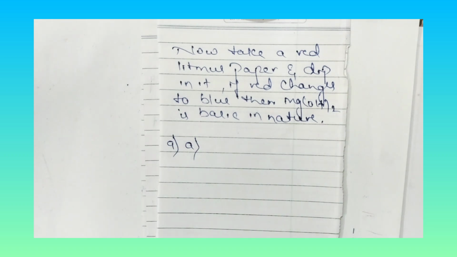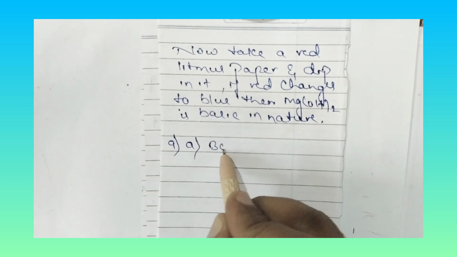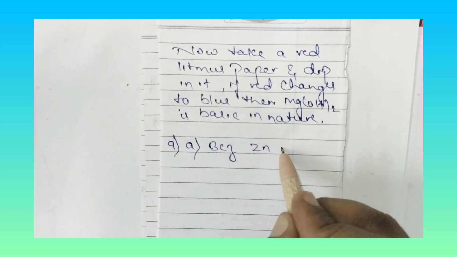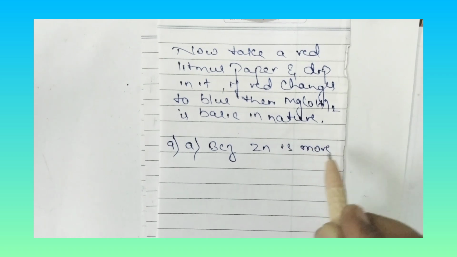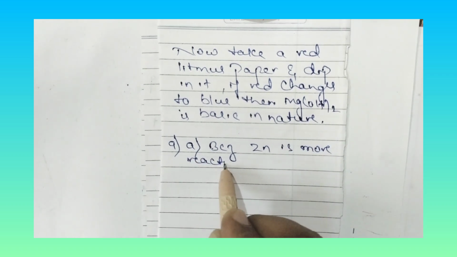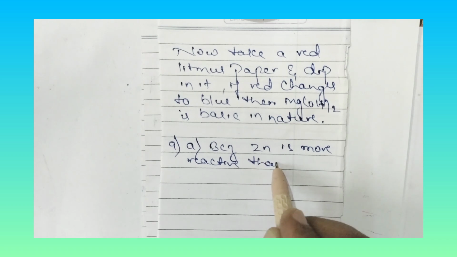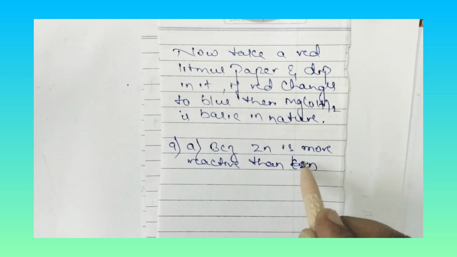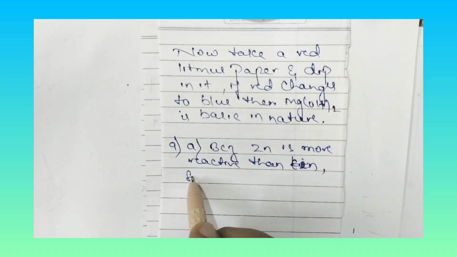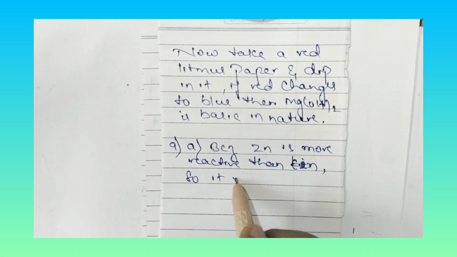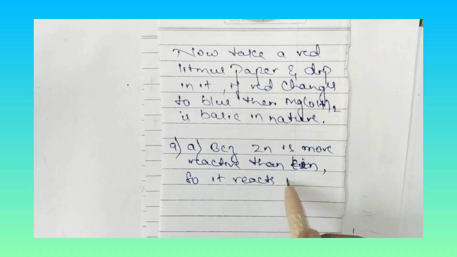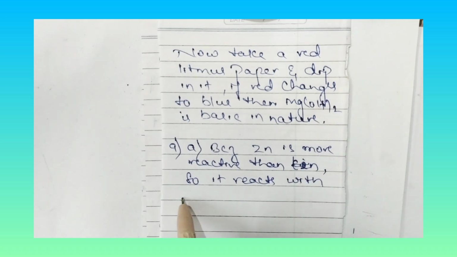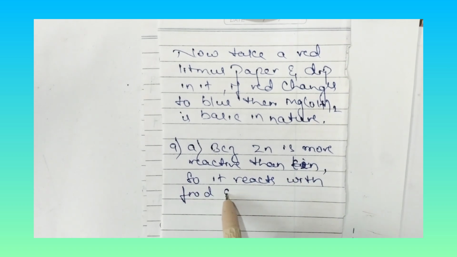Food cans are coated with tin rather than zinc. So let us answer this question. Because zinc is more reactive than copper. Sorry, zinc is more reactive than tin. So it reacts with food and spoils the food.